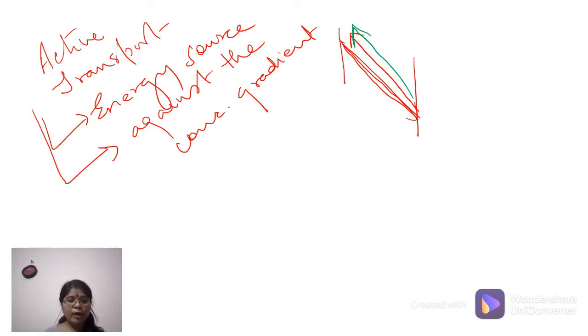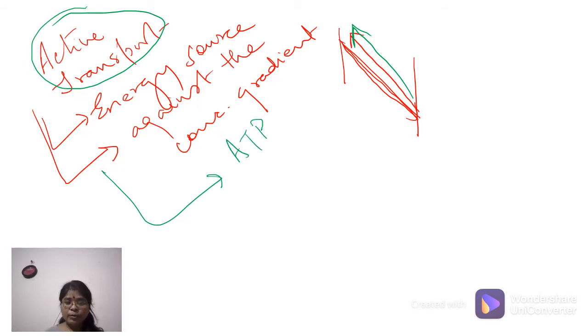So remember, for active transport, what is required? Energy is required, and this energy is provided by the cells through ATP. You know that ATP is the energy currency of the cell. Now if we talk about the ATPase pump, what is happening in the case of the ATPase pump?